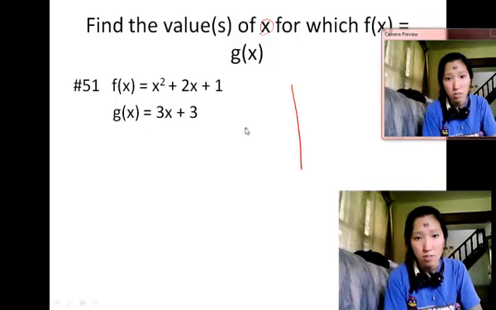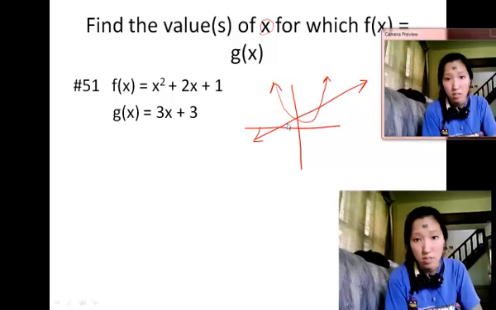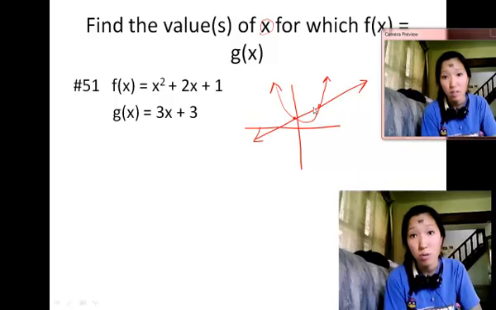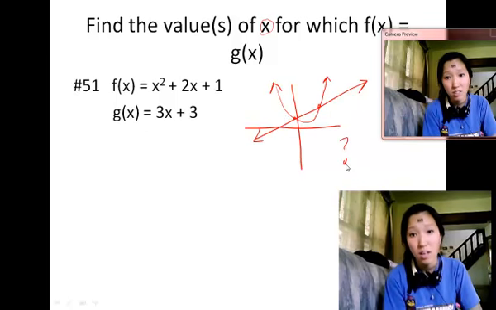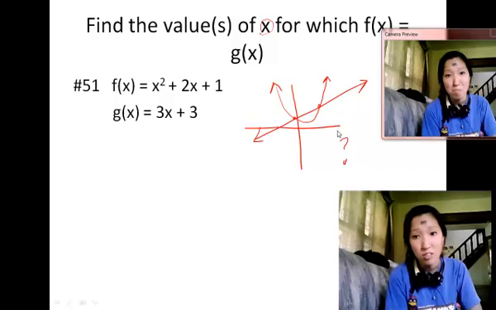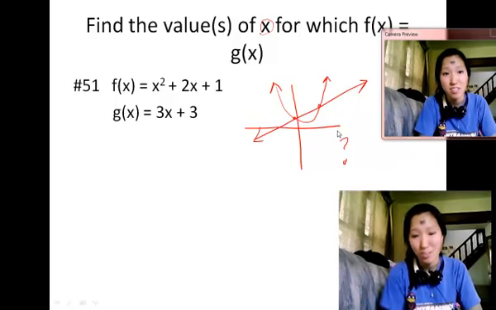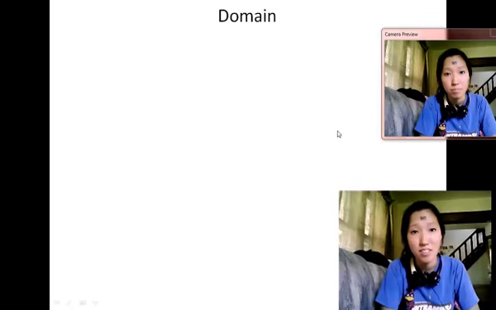If you were to graph this, I'm not really sure what it looks like. I know it's a quadratic, but maybe it's something like this, and then we have a linear equation that maybe looks something like that. You're trying to find those x values for when the functions are equal, so when they intersect, really. How are you going to do that? I'm going to leave that up to you. I'd like to see what you try. We'll discuss that tomorrow in class.